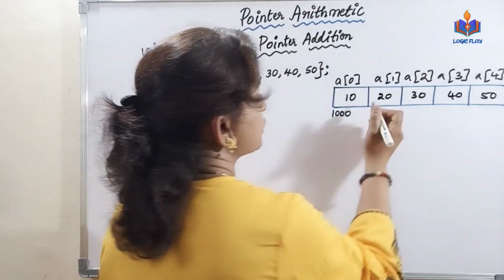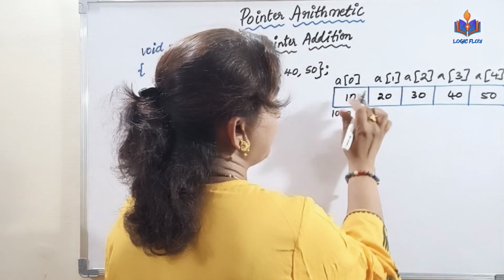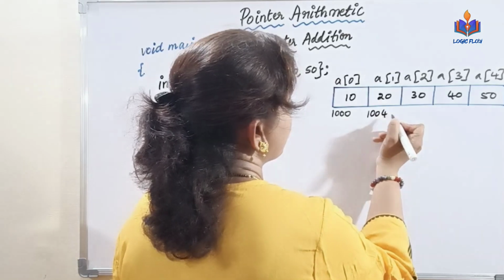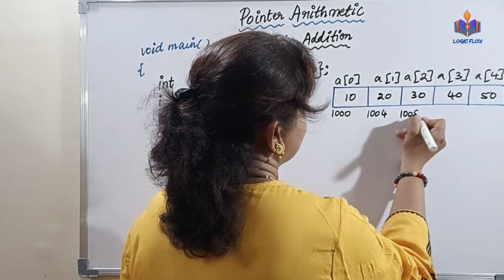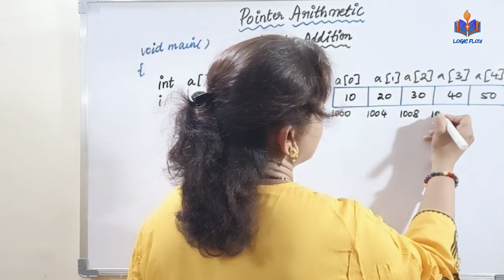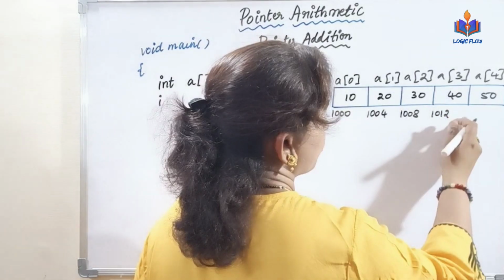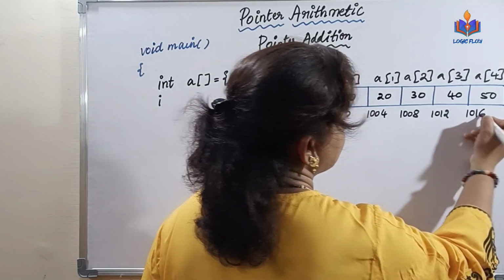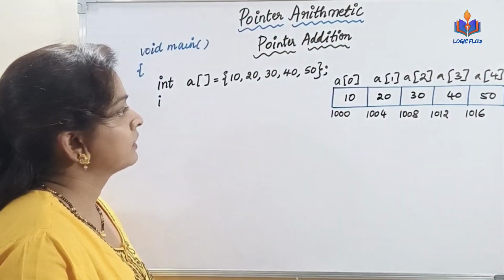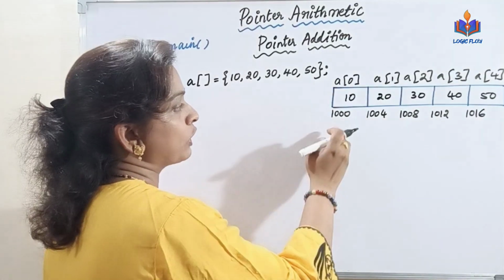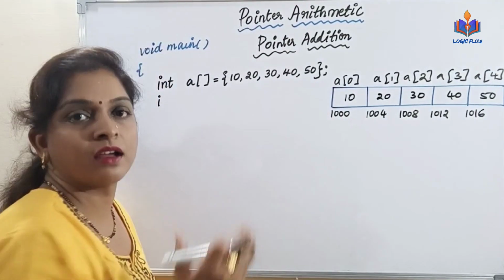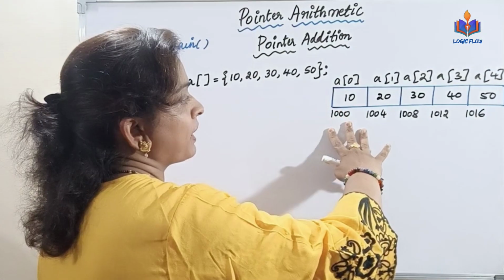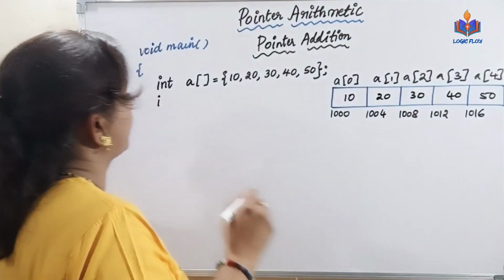So 4 bytes: it is 1000, 1001, 1002, 1003. Totally 4 bytes for A of 0. Then 1004, 5, 6, 7. 1008, 9, 10, 11. 1012, 13, 14, 15, and 1016. So 4 bytes we have taken, and when I say A of 0, it always takes the first byte address of the total 4 bytes.